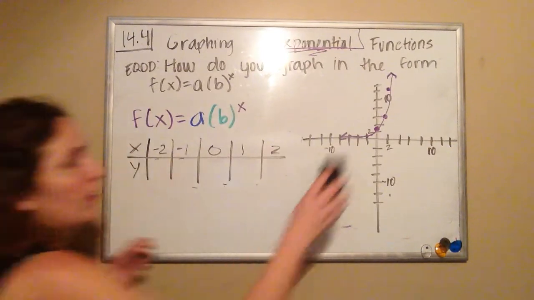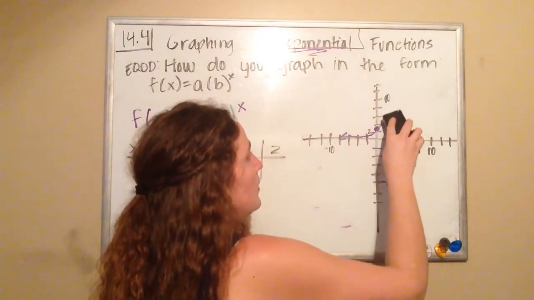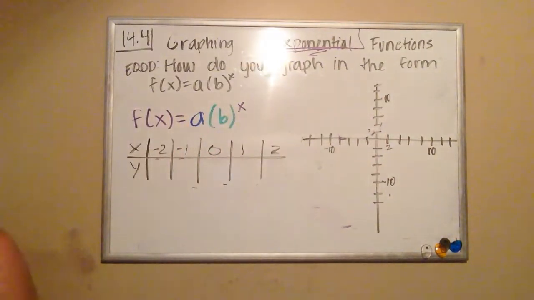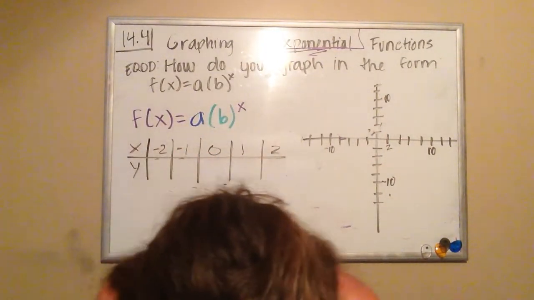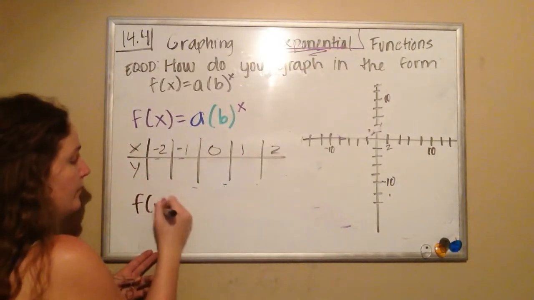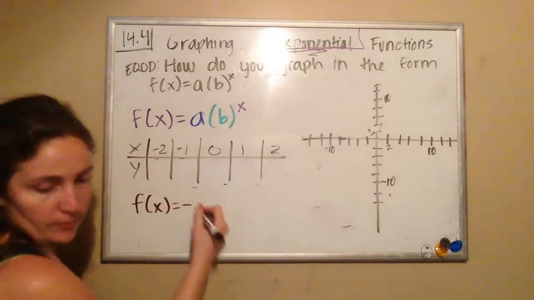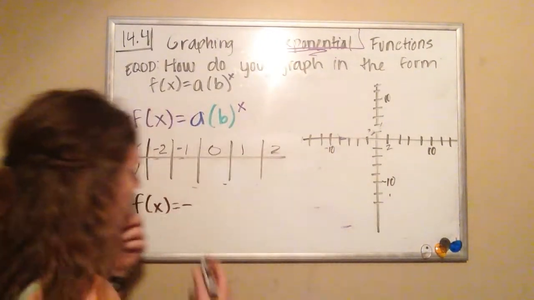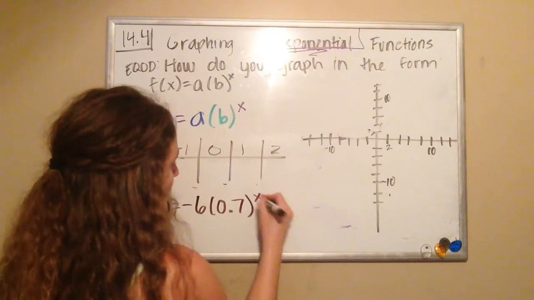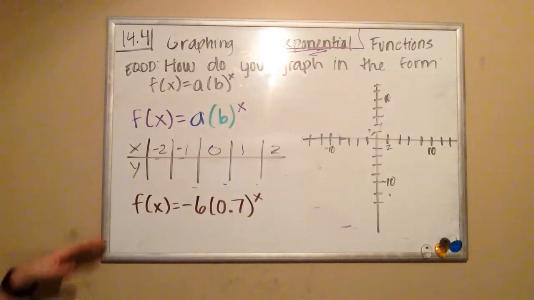Okay. Gotta erase my graph. Alright, this equation we are going to do. Alright, got some decimals in here for us. So -6 times 0.7 to the x.